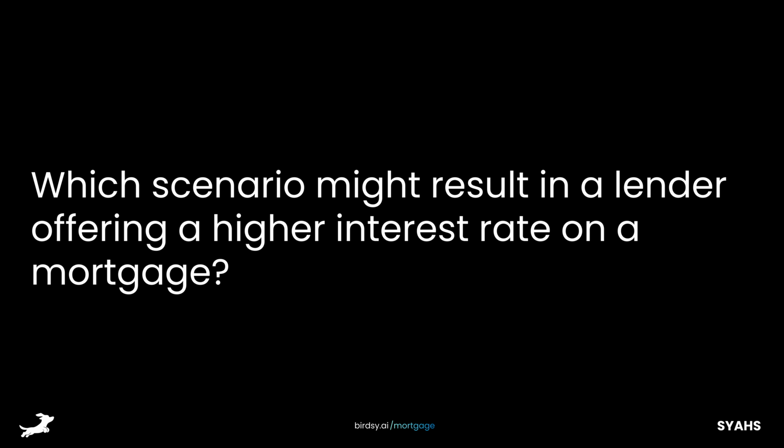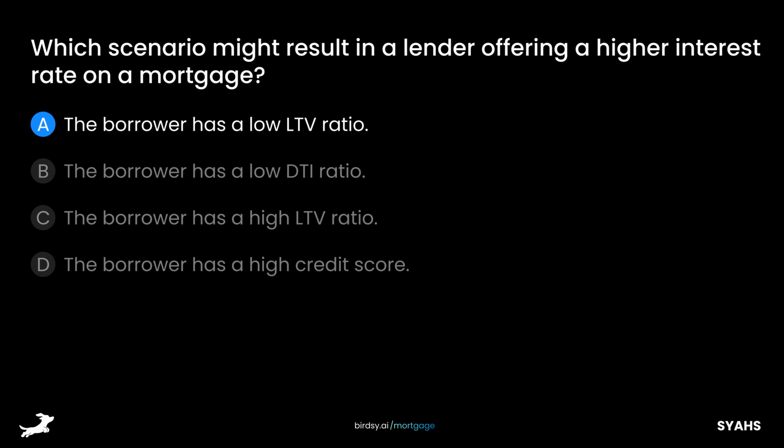Which scenario might result in a lender offering a higher interest rate on a mortgage? Is it A, the borrower has a low LTV ratio? B, the borrower has a low DTI ratio? C, the borrower has a high LTV ratio? Or D, the borrower has a high credit score?